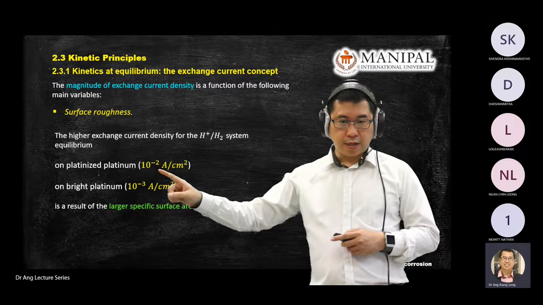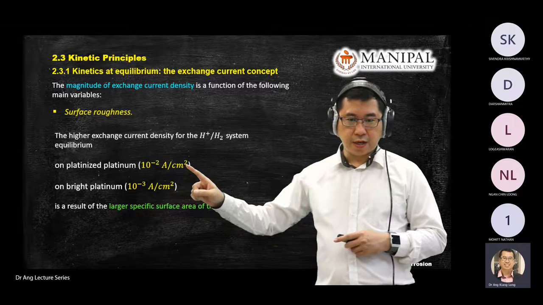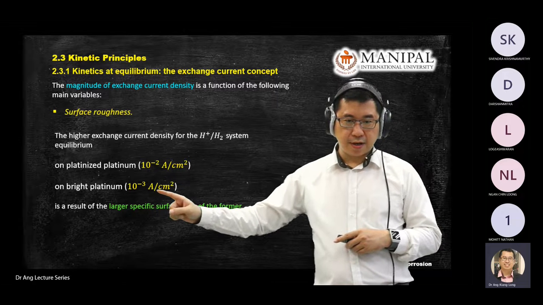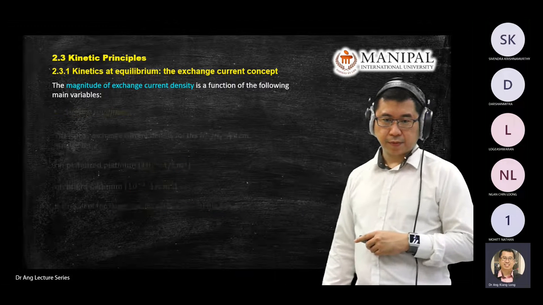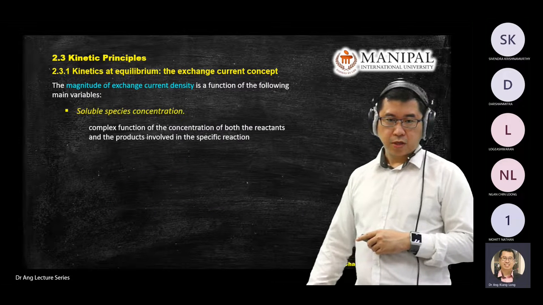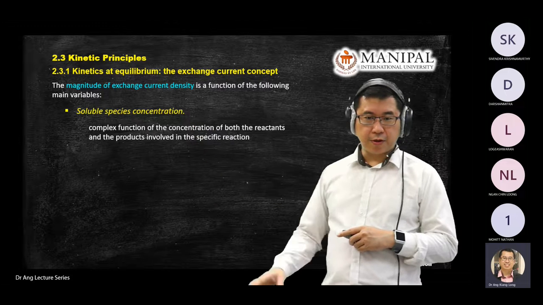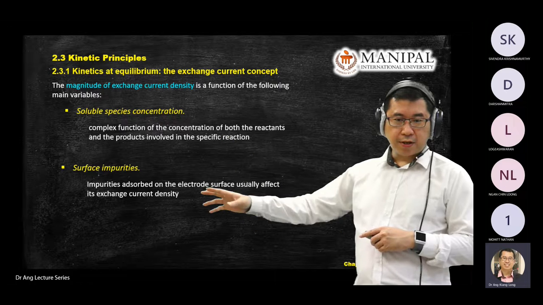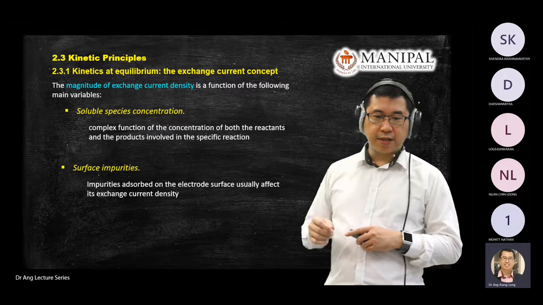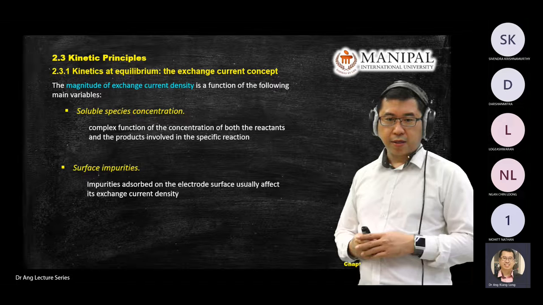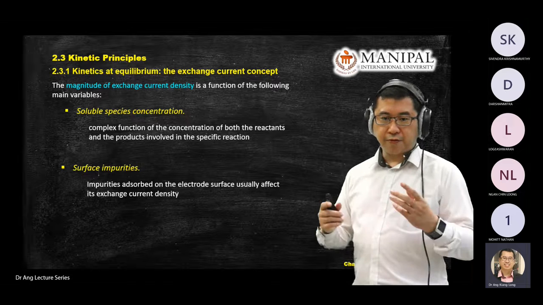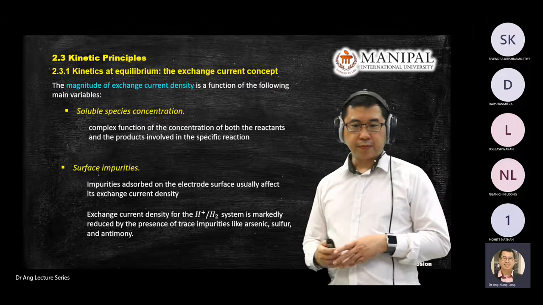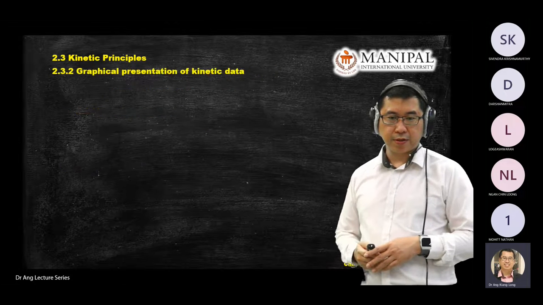So this is current over area. This one is higher current, this one is lower current. Soluble species, this is more on the chemical side. Surface impurity, this one is where you have impurity that maybe can affect the exchange of electrons and all this. All this you can read from the slides.